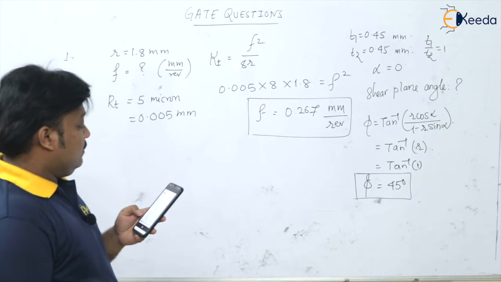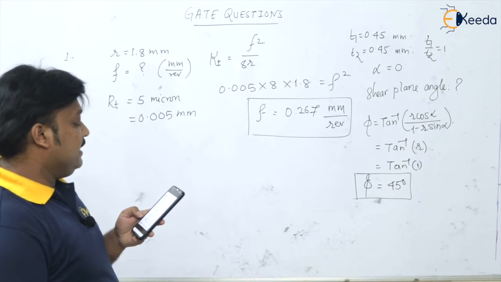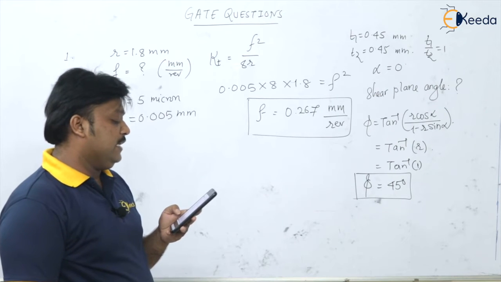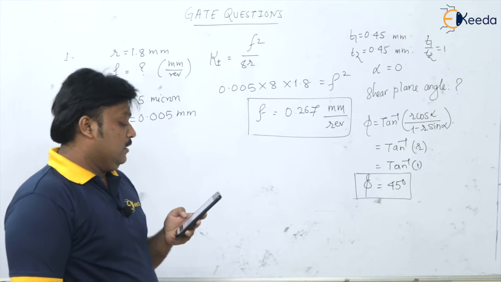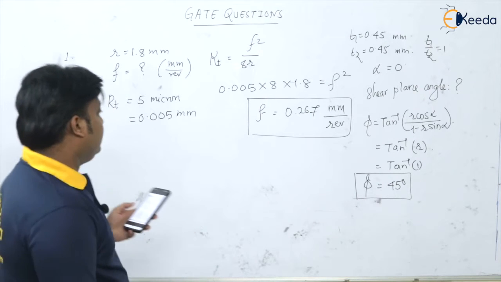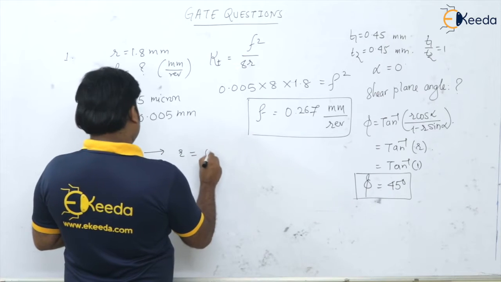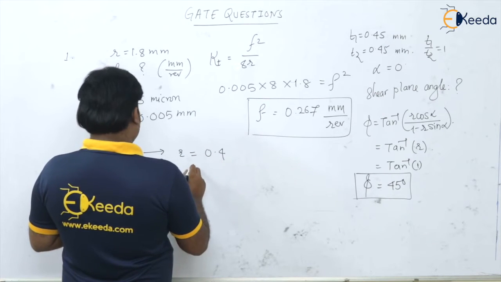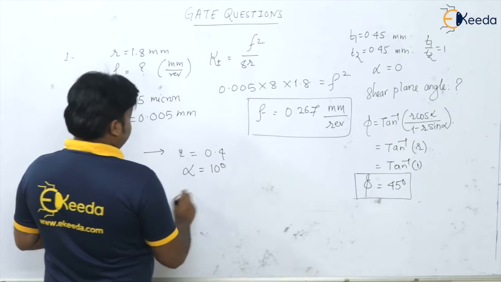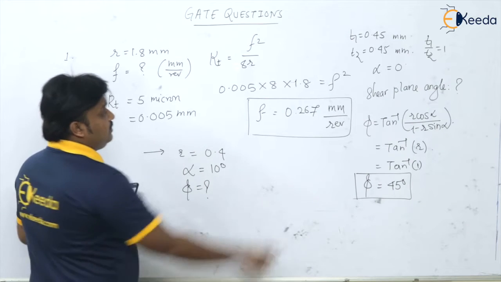Next question. During the orthogonal cutting of mild steel with a 10 degree rake angle, chip thickness ratio was obtained as 0.4. The shear angle, calculate from the data. Very simple thing again. So here the chip thickness ratio r is given as 0.4. The rake angle alpha is given as 10 degree. Isn't it? And they are asking the shear angle phi.